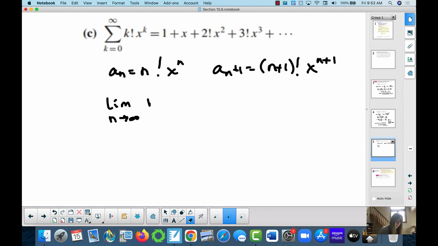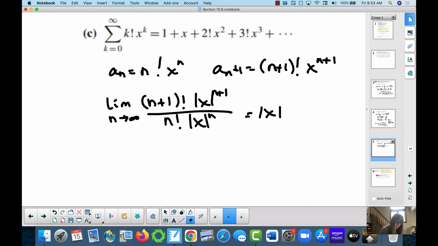So here I have n plus 1 factorial, absolute value of x to the n plus 1 power, over n factorial, absolute value of x to the n. This ratio right here just gives us x. This ratio right here gives us n plus 1. And we can pull that absolute value of x out of the limit.